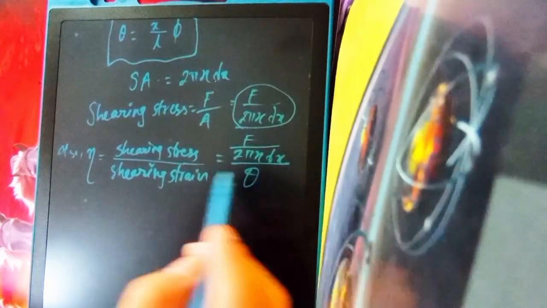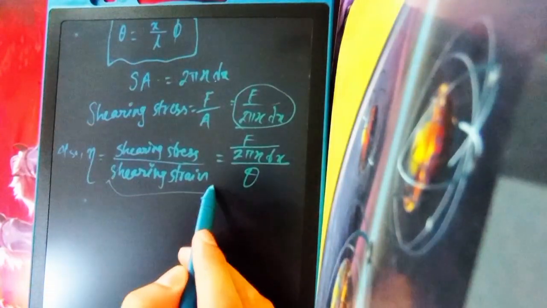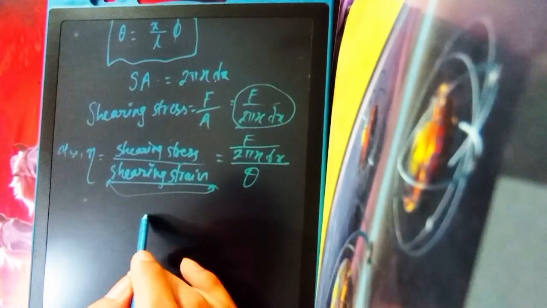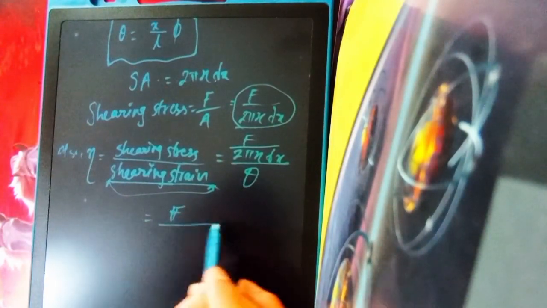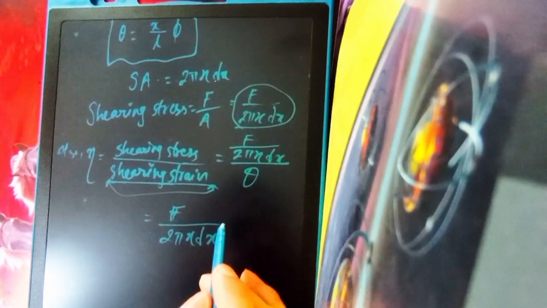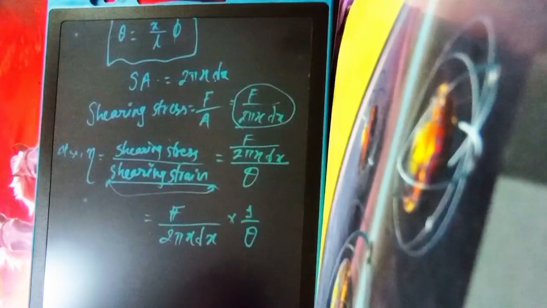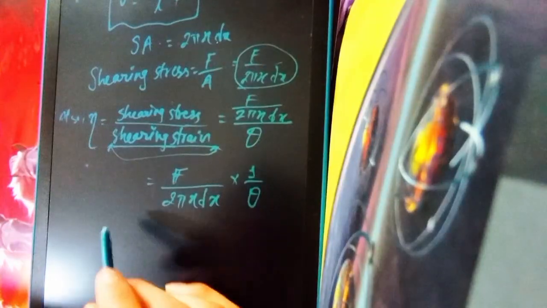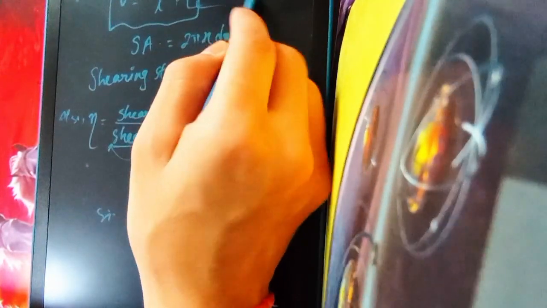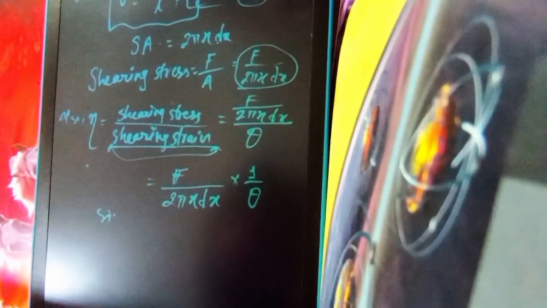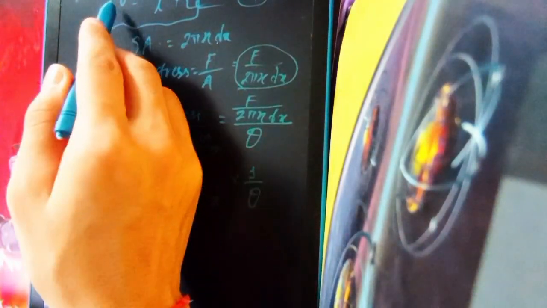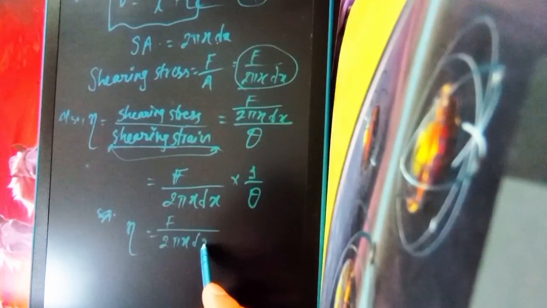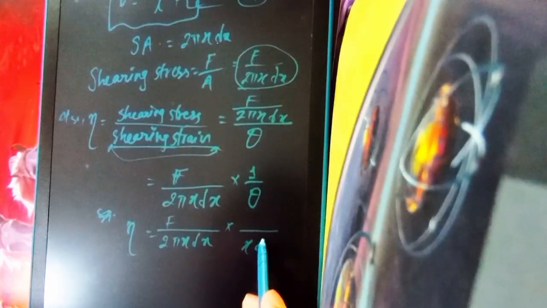Shearing strain is theta. That angle is the shearing strain, also called the angle of shear. So eta will be equal to F by 2 pi x dx, upon theta. Now using theta is equal to x by L into phi, the equation becomes eta is equal to F by 2 pi x dx into L by x phi.